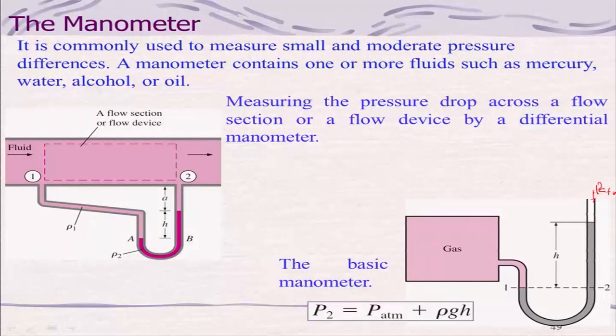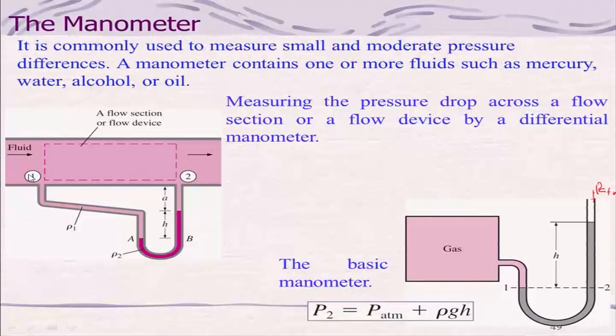So now let us look at measuring the pressure drop across a flow section. In this device, the flow is taking place, and we have connected station 1 with manometers, right? This is a U-tube, and also there is an incline, sometimes people call it an inclined manometer also, right?